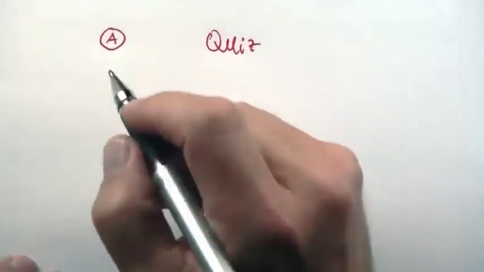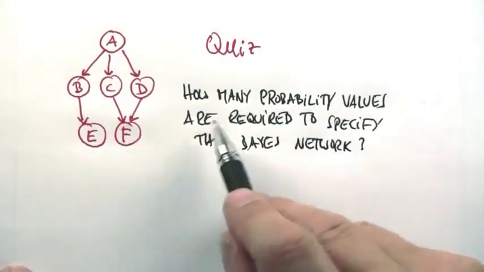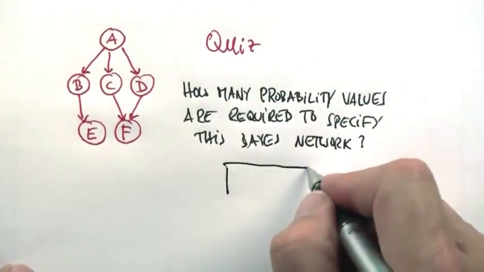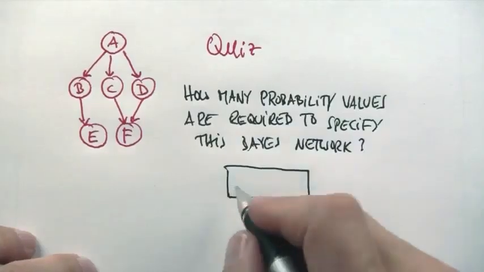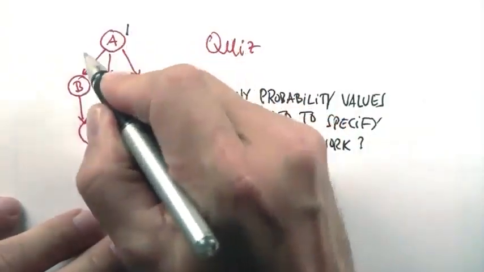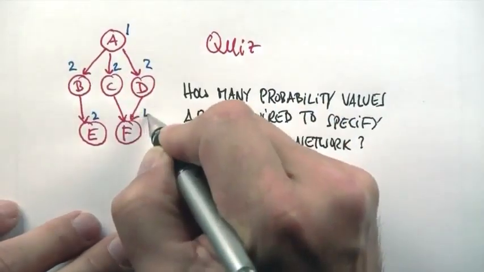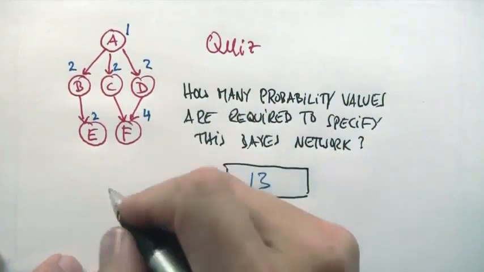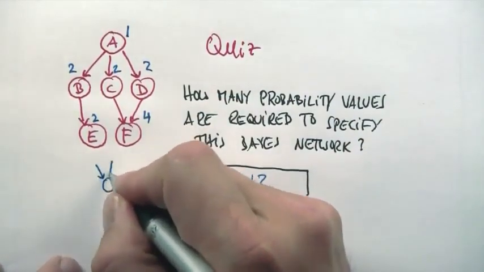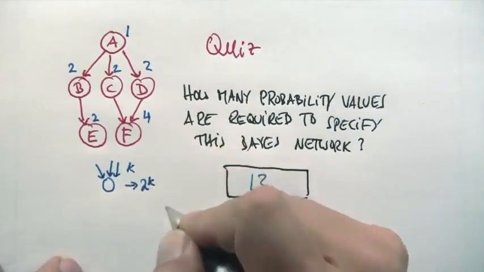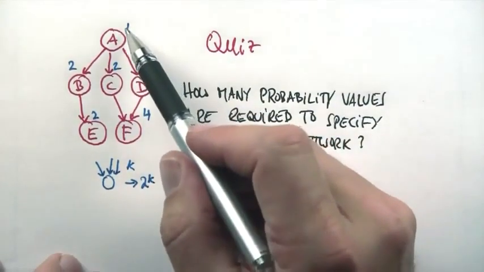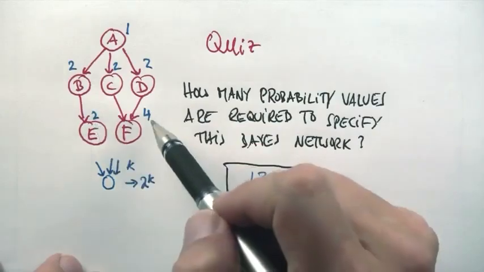So here's a quiz. How many probability values are required to specify this Bayes network? Please put your answer in the following box. And the answer is 13. It's 1 over here, 2 over here, and 4 over here. Simplifiedly speaking, any variable that has k inputs requires 2 to the k such variables. So in total we have 1, 9, 13.